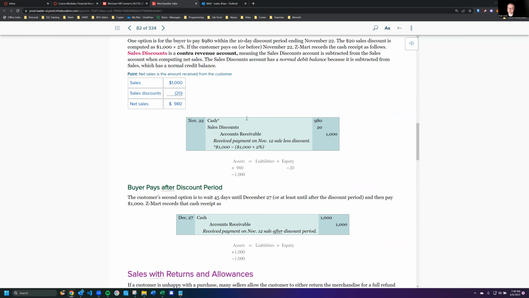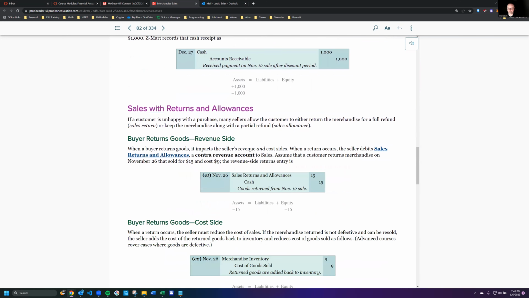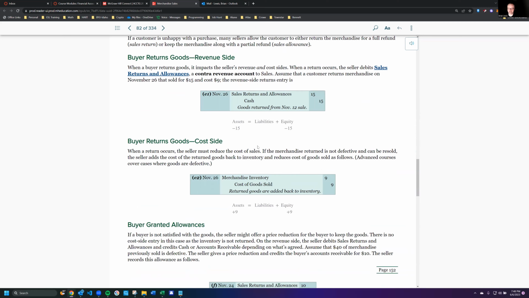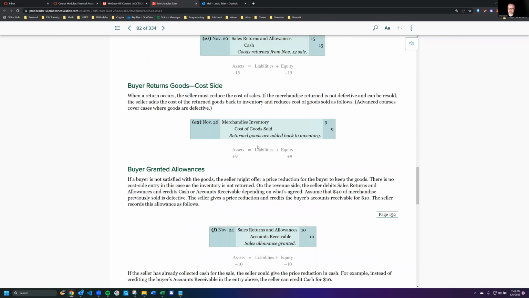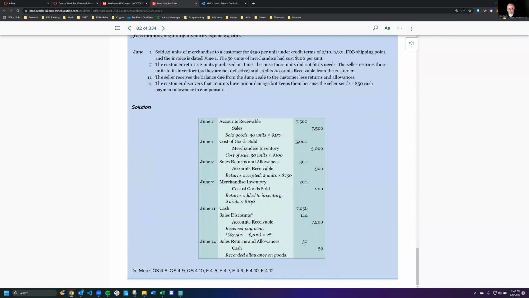And so this is what you'll see in terms of the payment side of accounts receivable. Returns and allowances are the same, but just different accounts. Okay, so these you'll be able to follow fairly straightforward, and definitely make sure you walk through this type of solution.